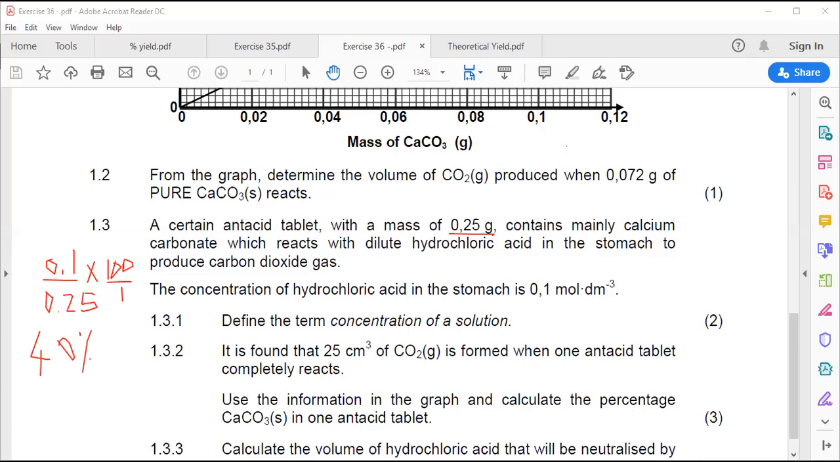That's for 3 marks. You get a mark for the substitution of the 0.1 and 0.25, and 1 mark for the answer. 3 marks, yes.